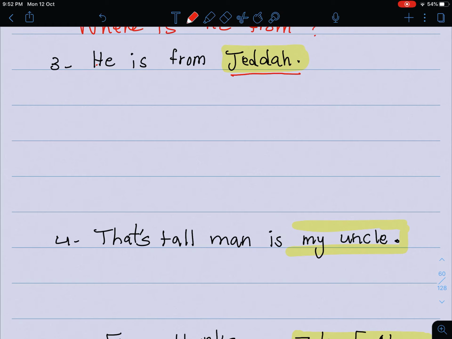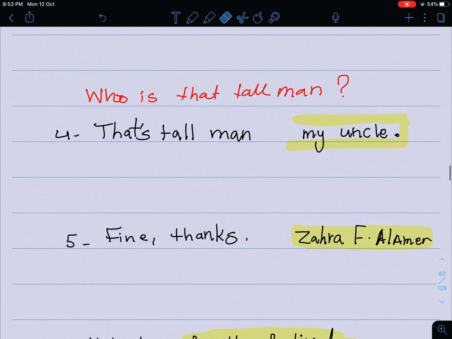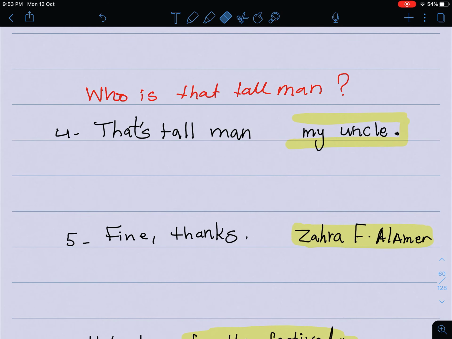That tall man is my uncle. Here I want to ask about my uncle or his uncle or her uncle. Anyway, so I want to ask about who is that tall man. Who is that tall man? Here I have added that tall man, my uncle. Now let's move on to the next one.